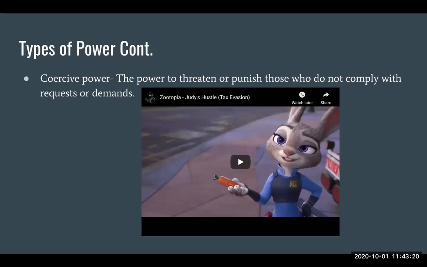The next type of power is coercive power, and this is the power to threaten or punish those who do not comply with requests or demands. This example comes from the movie Zootopia.